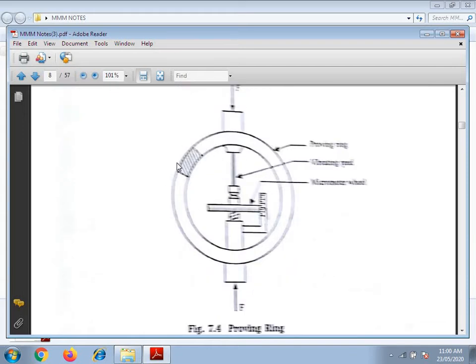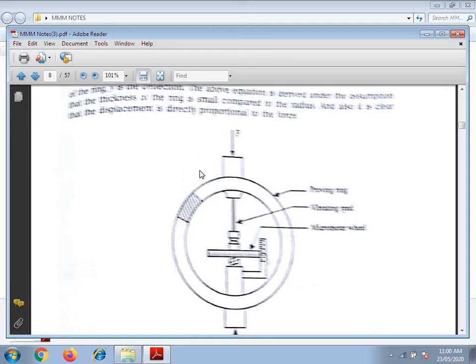This is the proving ring, and this is the force F, and this one is the micrometer wheel, vibrating reed, proving ring, and this is F. Okay, where F is the force, E is the Young's modulus, I is the moment of inertia of the section about the central axis of bending, and D is the outside diameter of the ring. Y is the deflection.